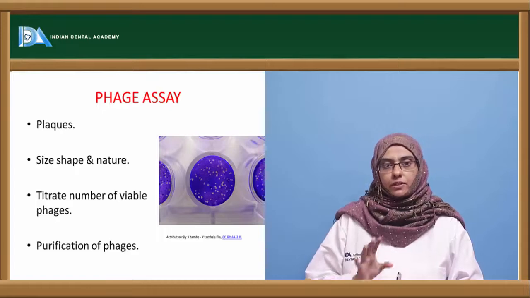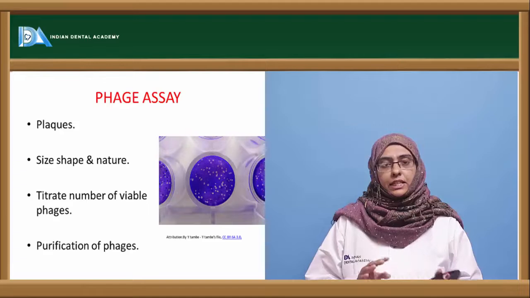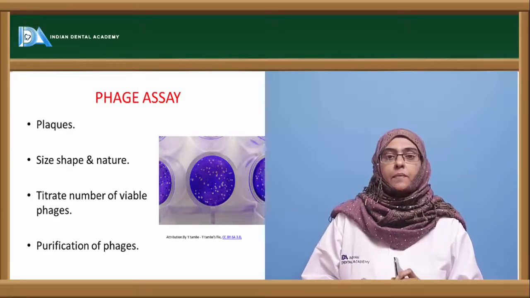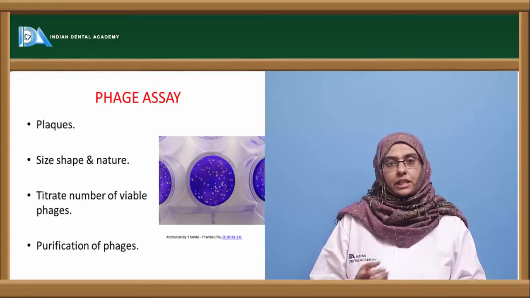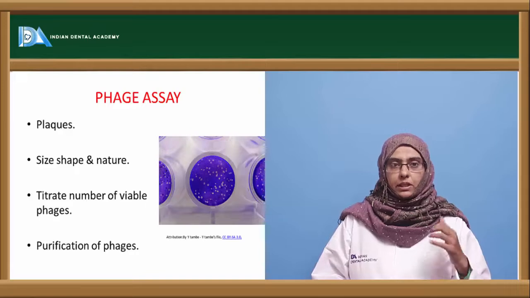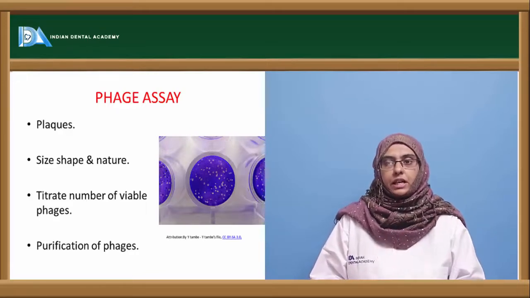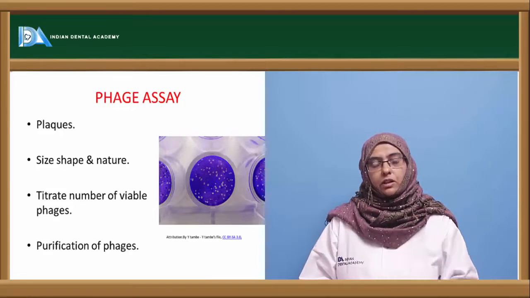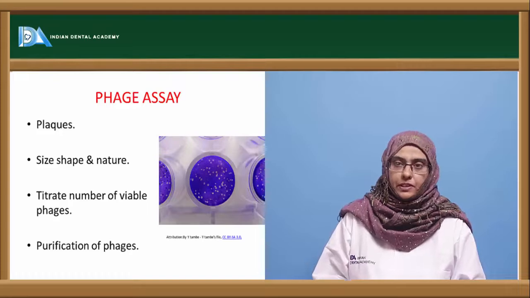Clearing of the zone is seen only when there is lysis of the colonies, and the size, shape and structure of the plaque can determine the type of bacteriophage that has infected the bacteria. And this can be used to titrate the number of viable phages, and because it is analogous to bacterial colonies, this can be used in the purification of phages too.